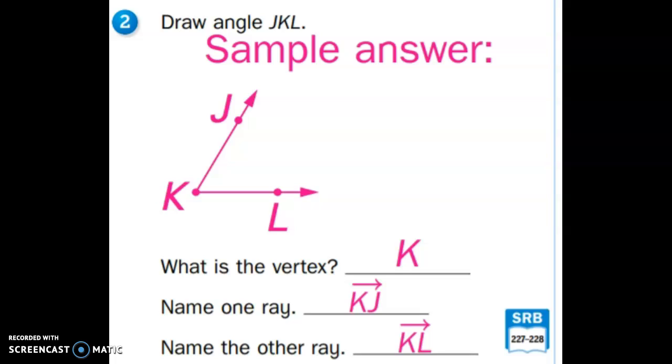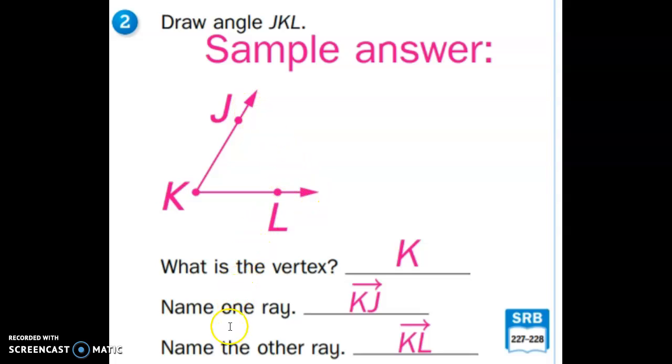Make sure you use a straight edge when you're drawing angles. I used a cardboard box when I drew mine. So it says draw angle JKL. I drew my angle JKL. And when I first drew it, I just did point to point to point. I didn't have arrows on here.